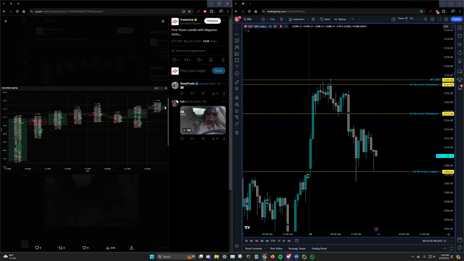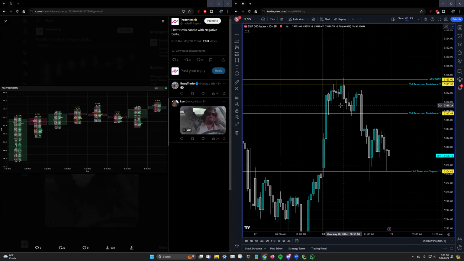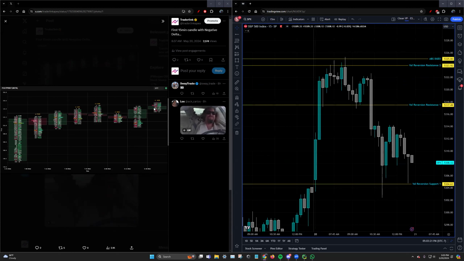What does negative delta entail for those who don't really know what it means? It just means that although there's a green candle, there were actually more sellers than buyers. So buyers got absorbed, and there were actually more sellers on that candle specifically in comparison to buyers. That is what delta is tracking.